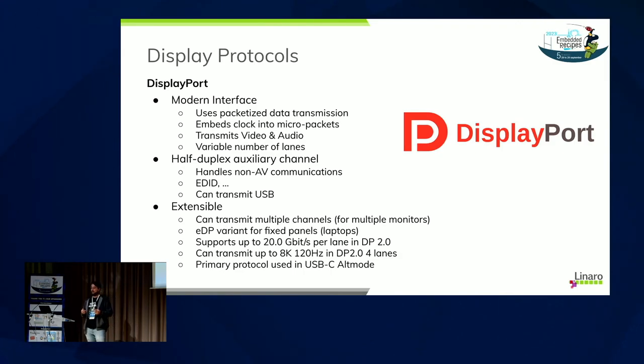And it's really extensible. You can go up to 20 gigabits per lane for the latest DP. And it's used primarily on the USB-C alt mode, which now is in every phone, including the Apple one. And today, it's the main usage of DP for the panels on laptops. Today, every laptop uses eDP instead of LVDS or all the other protocols.